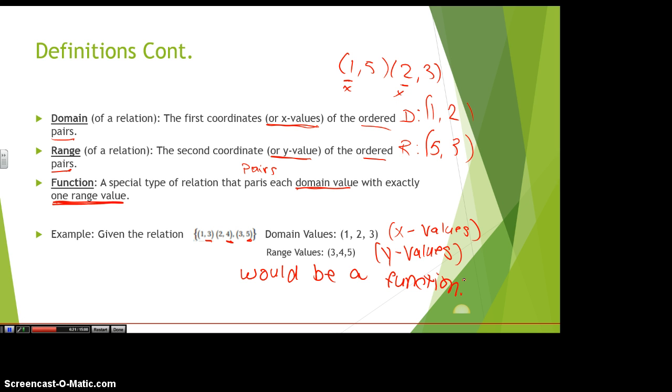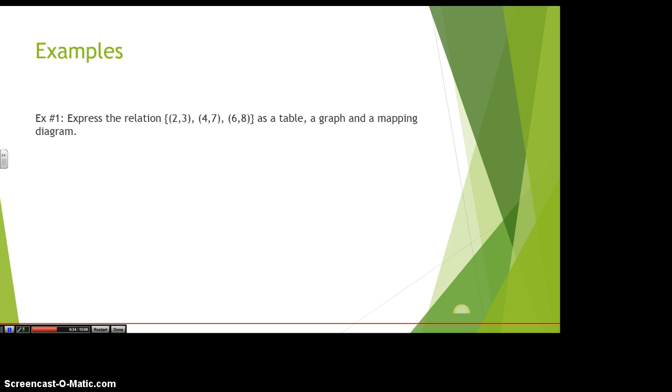If this doesn't make sense, we'll go on and do a few more examples here, working with relations, naming the domain and range, and determining if it's a function or not. So here we have an example. Express the relation (2, 3), (4, 7), (6, 8) as a table, a graph, and a mapping diagram. This is similar to one of the first slides where I showed you the 3 different representations of a relation.